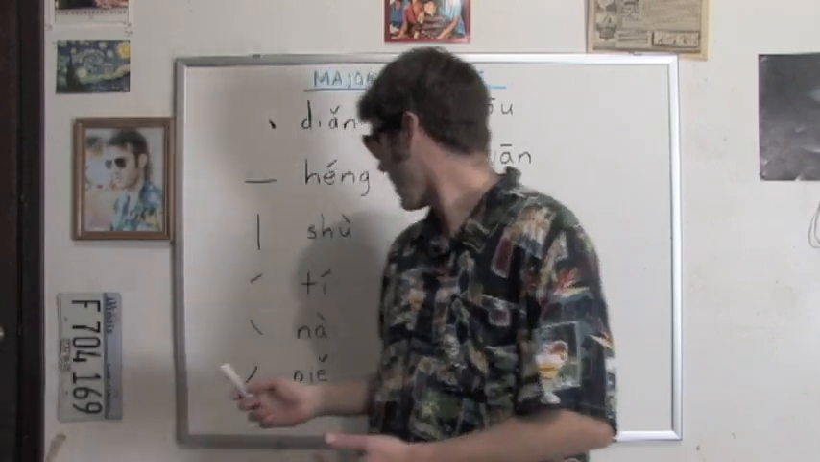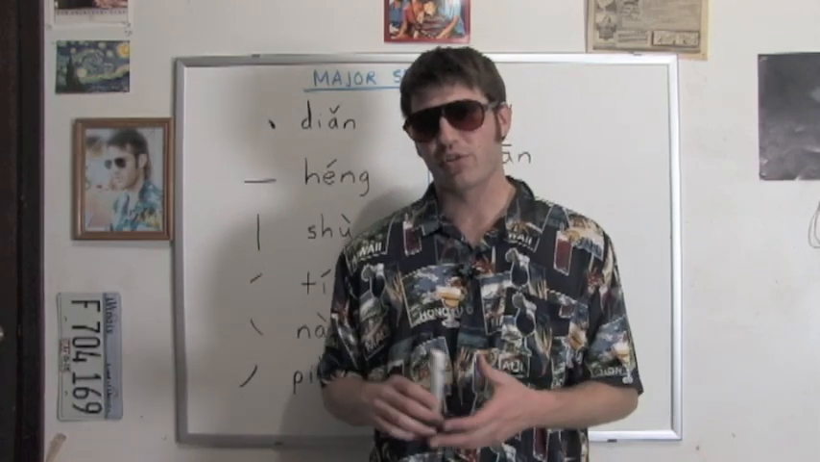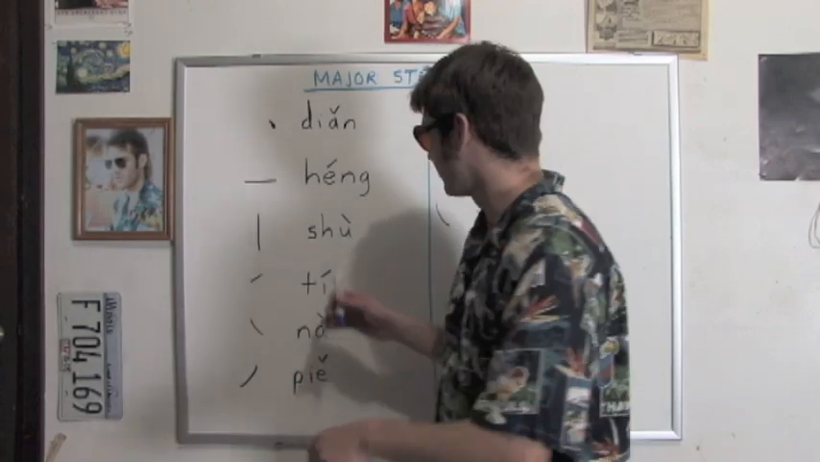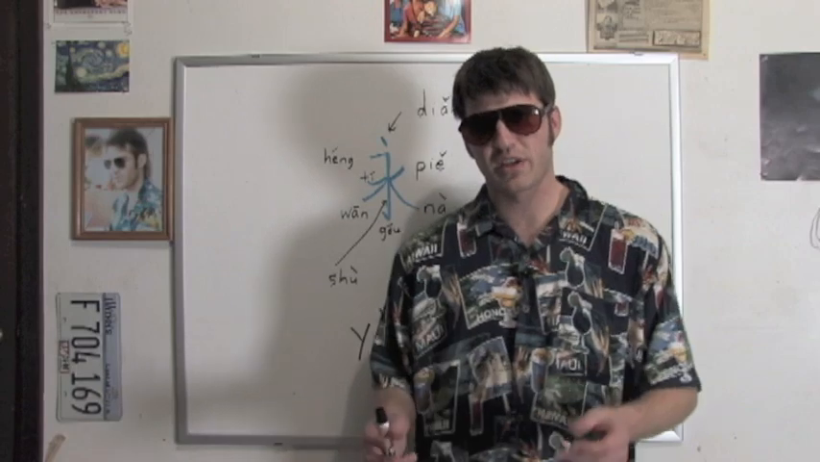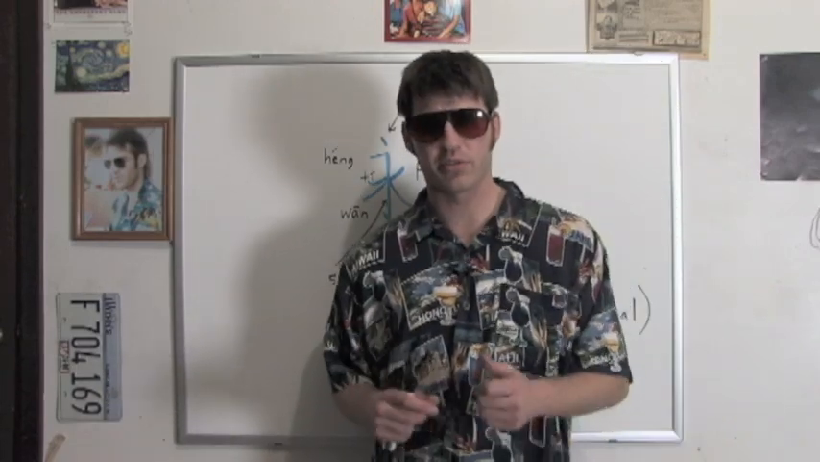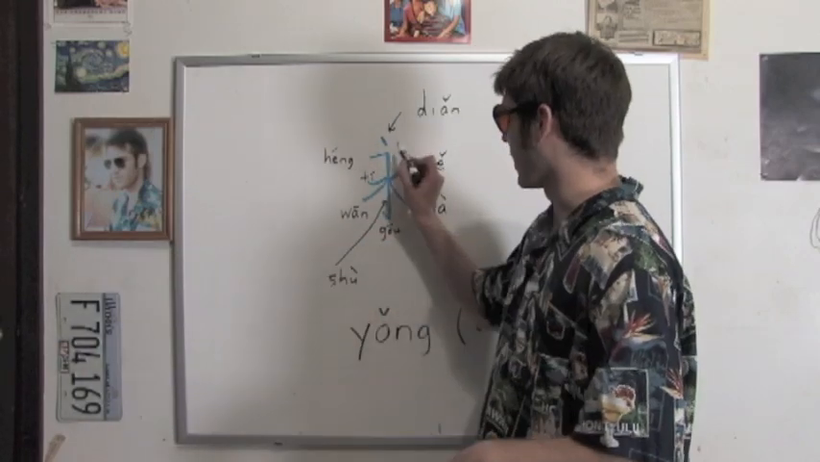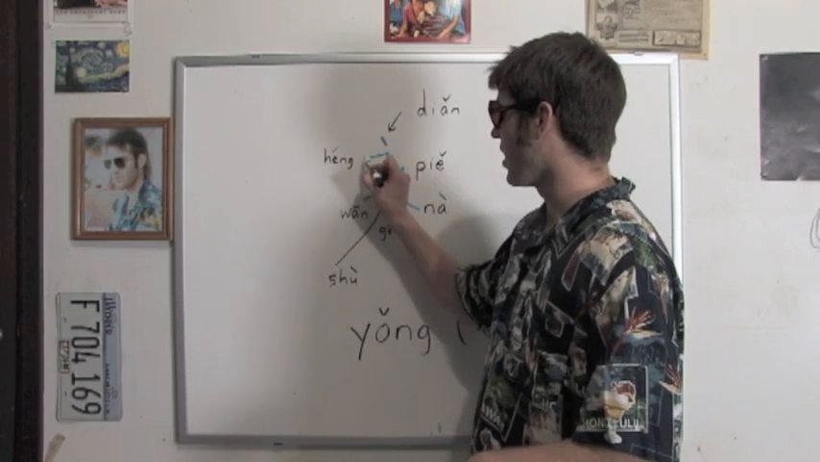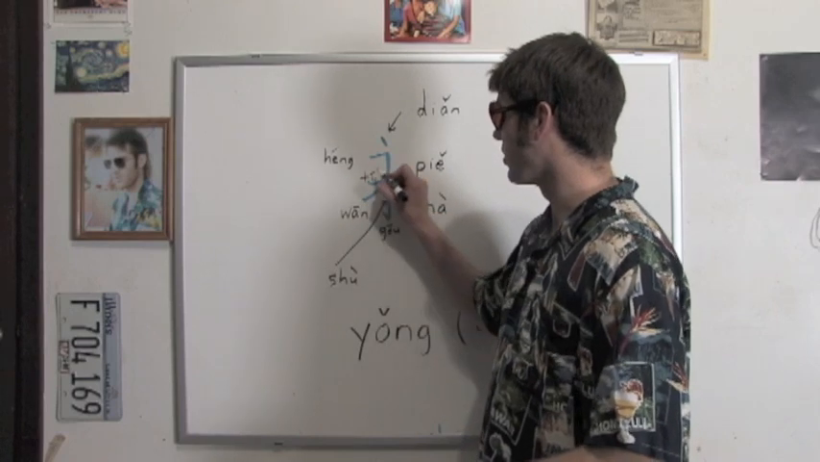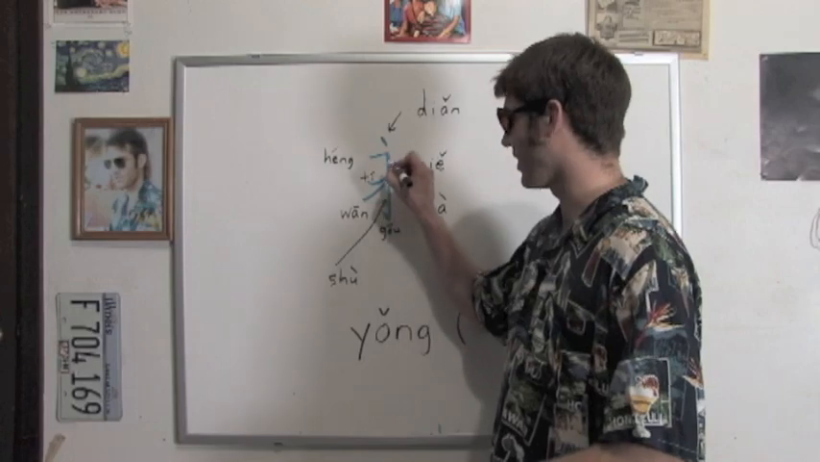So these nine strokes here are some of the major ones, and I'm going to show you how to put them into practice now with writing a few characters. All right, just to give you an example, this character yong, which means always or eternal, and yes, also a common tattoo, uses almost all these strokes. We have dian, heng, shu, gou, ti, wan, pie, and na.